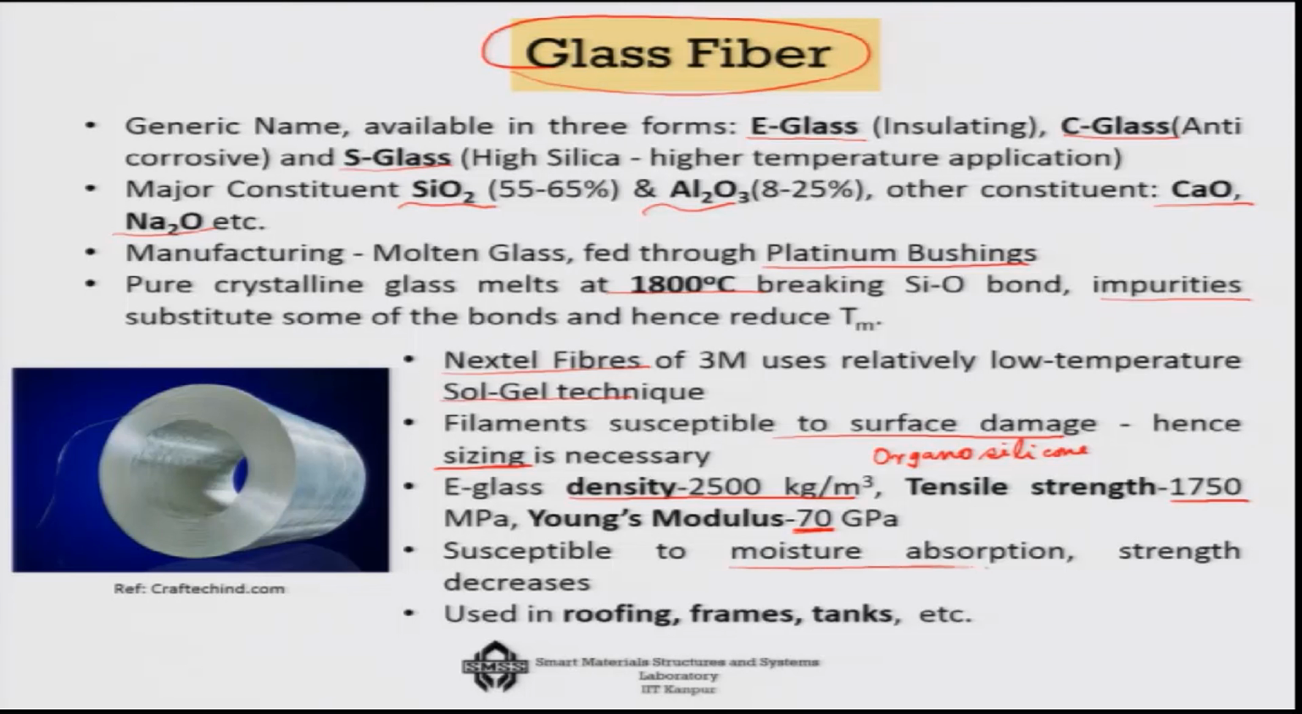However, it is susceptible to moisture absorption and the strength decreases as a result of it. So, one has to take care of it. That is why sometimes with the glass fibers, optical fibers are also included, so that you can check the moisture absorption in the fibers. So, this is used in roofing, frames, tanks. There are high volume containers today which are being made using glass fiber based systems, and health monitoring of such a system is absolutely essential, because otherwise if such containers collapse, that will create catastrophes in terms of storage. So, that is our glass fiber.